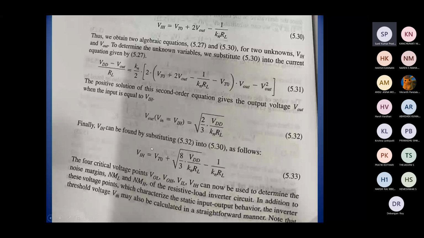So these four critical voltages, as I already discussed in my previous classes: output low voltage VOL, output high voltage VOH, input low voltage VIL, and input high voltage VIH, can be used to determine the noise margins, noise margin low level NML and noise margin high level NMH for the resistive load inverter circuit. Now, in addition to these voltage points, which characterize the static input-output behavior, the inverter threshold voltage can also be calculated in that way.